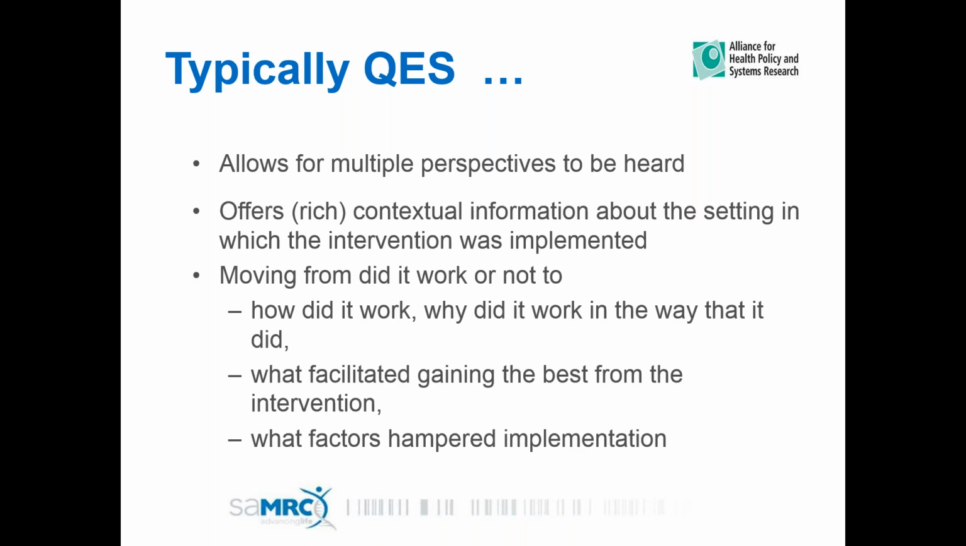They also move from did it work or not to how did it work? Why did it work in the way that it did? What facilitated gaining the best from the intervention? What factors hampered implementation? Okay, so we're getting a picture of this, not straight effectiveness, where we're just saying, did this vaccine work or not? Qualitative evidence, we're looking at that vaccine in multiple contexts, different voices, we're drawing it together, we're getting a picture, but it's still based on primary studies. It's based on primary qualitative studies.